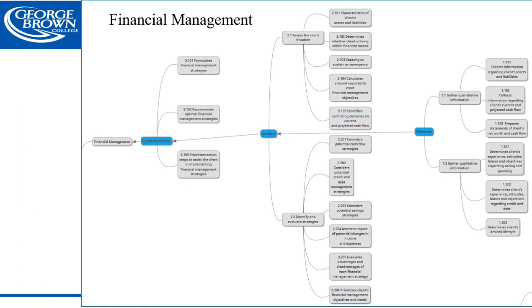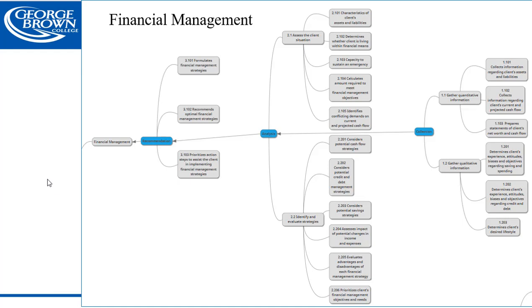Okay, the next thing that I did, if you've watched any of the previous videos on the 6 core financial planning competency areas, you'll know that I just took the columns and rows and put them into a mind map using the mind map software free from Google. So here was the financial management. You can see we go through the collection phase into the analysis, recommendation. So for each of the 6 areas, we gather that quantitative information, qualitative, the analysis, assess the client situation, identify and evaluate strategies, ultimately comes into the recommendation for financial management, and that's going to feed into the integrated financial plan, which is the topic for today's video.